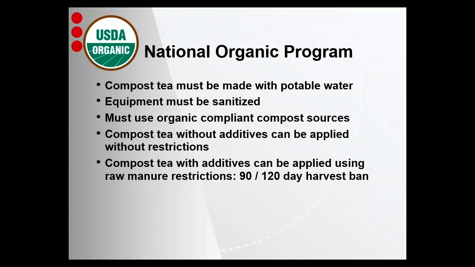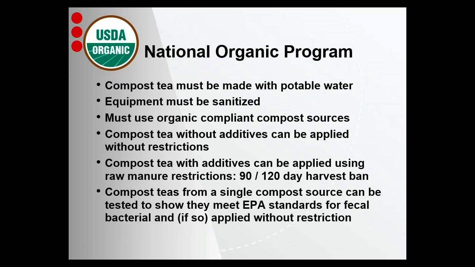If you're applying it to a plant, to an edible portion of the plant, then there needs to be a 120-day period between the application and the harvest. If you're applying it to soil and the edible portion of the plant is not in contact with the soil, then there's only 90 days. So for instance, you can apply compost tea as a soil drench under an apple tree and be able to harvest the apples 90 days later. Whereas if you're growing broccoli, you need to wait 120 days between application and harvest.